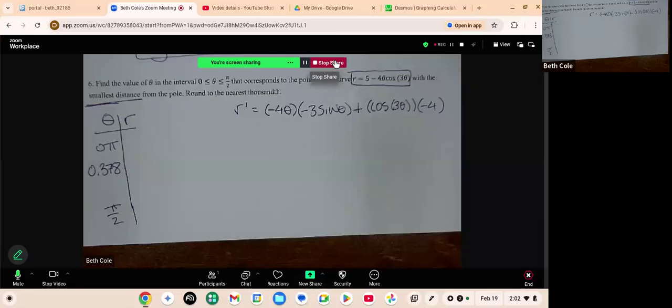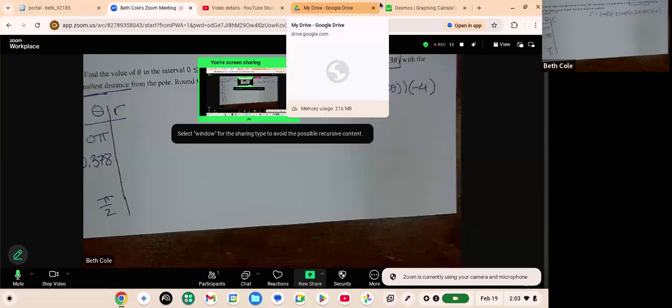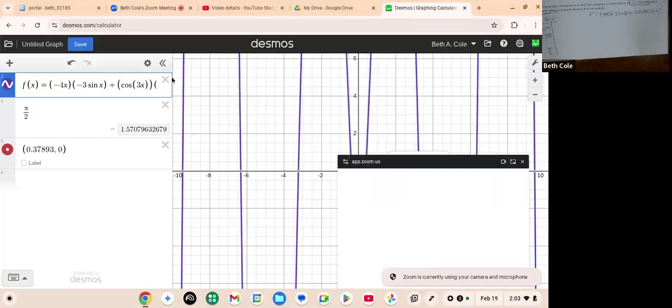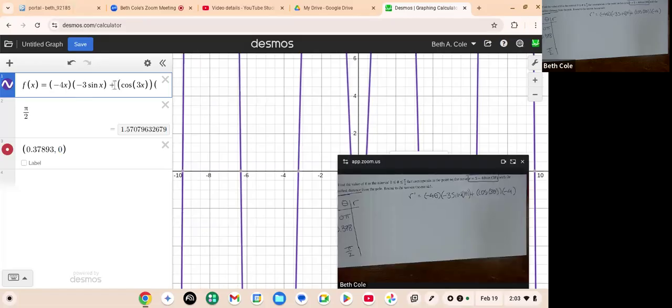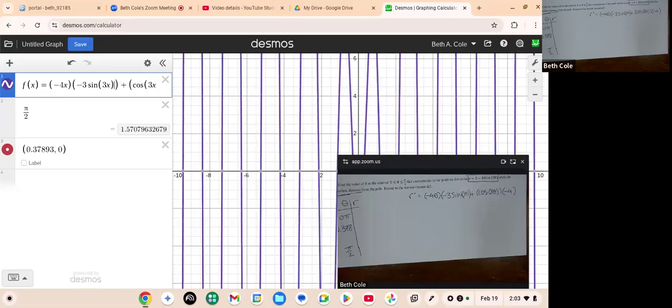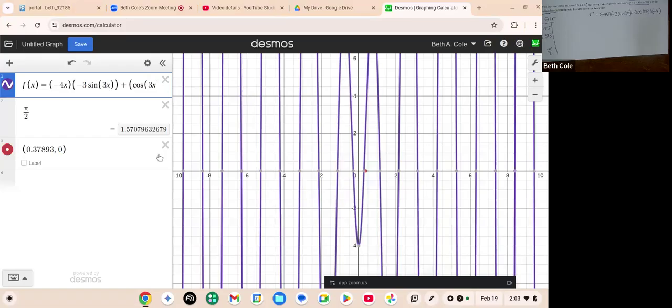All right, let me go back and fix this. All right, so what do I need to fix in here? I need to put a 3 in there. Where's my cursor? Did I lose it? Where's my cursor? It's just being slow. There we go. Okay, so this point is wrong. There we go. That looks more like what I was expecting it to.